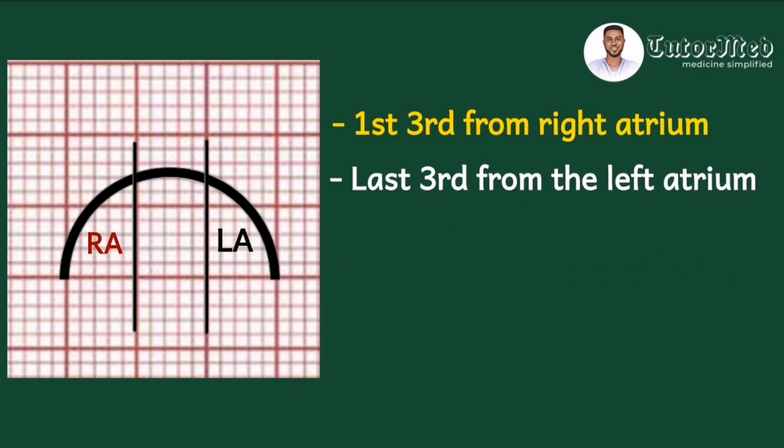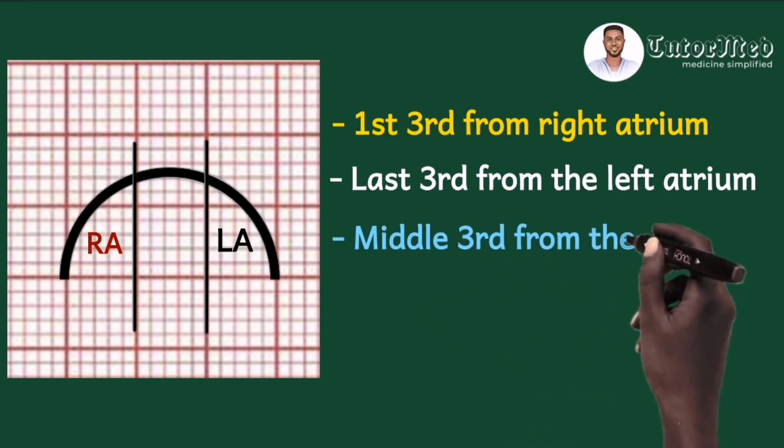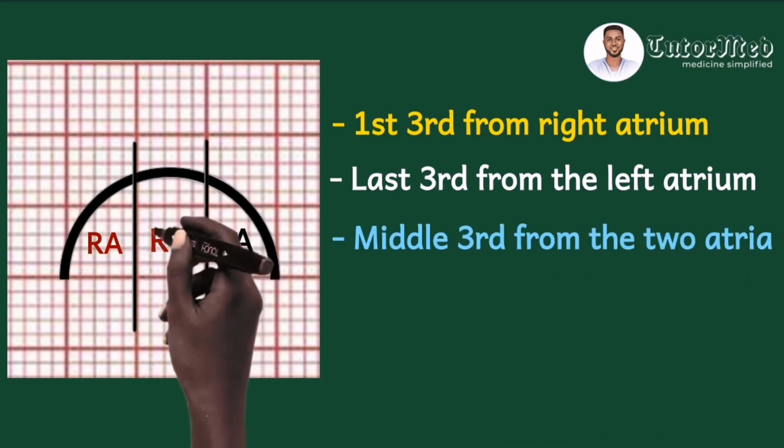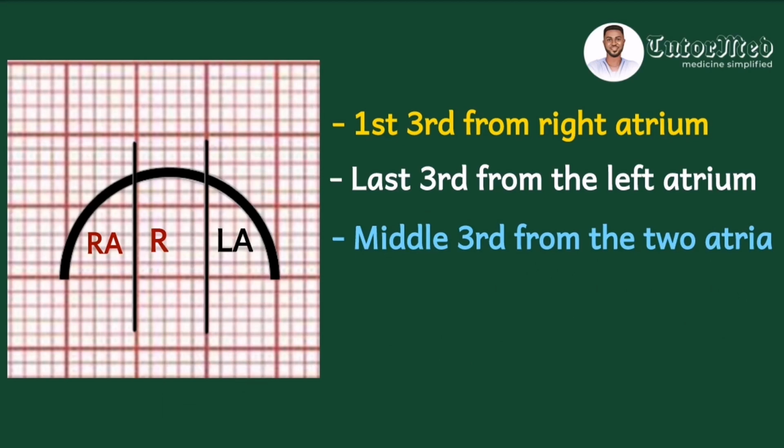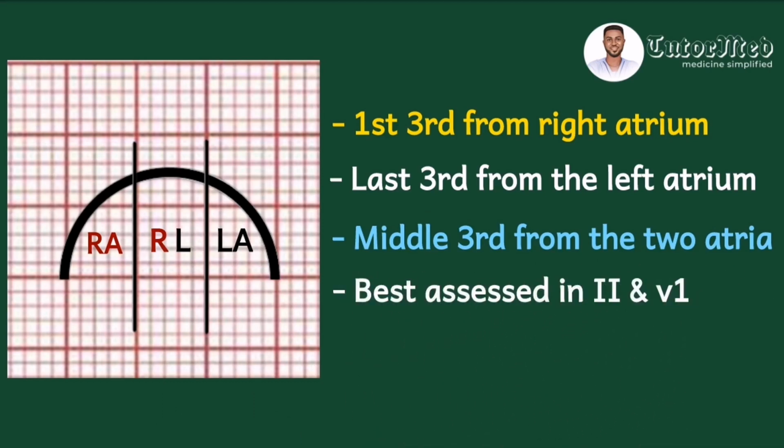You are wondering what the middle third represents, right? When the right atrium is depolarizing and is getting to its end, the left atrial depolarization also begins. And so the middle third is a combination of the end of the right atrial depolarization and the beginning of the left atrial depolarization. The P wave is best assessed in leads 2 and V1. This means if you are looking for atrial anomalies, it is best to pay attention to leads 2 and V1.